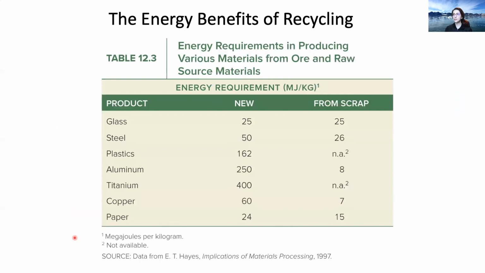So here are some benefits of recycling in terms of energy. We have on the left here the different products like glass, steel, and plastics. And then we have the energy requirement for generating new products or the energy required for generating products from scrap. And so by and large, you can see that the energy requirement in megajoules per kilogram is much, much lower for each of these products if we were to get them from scrap versus brand new.